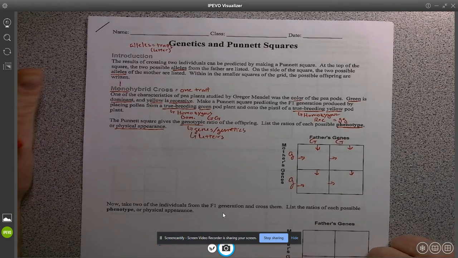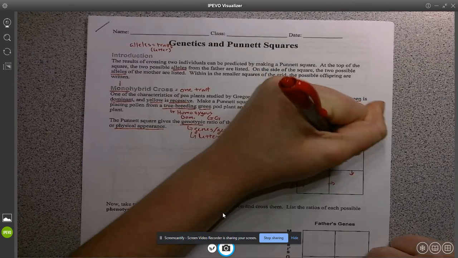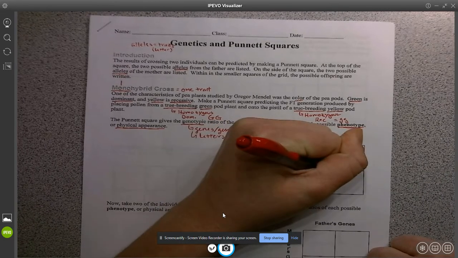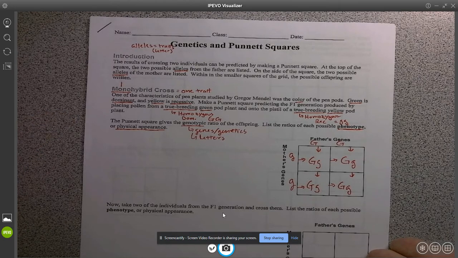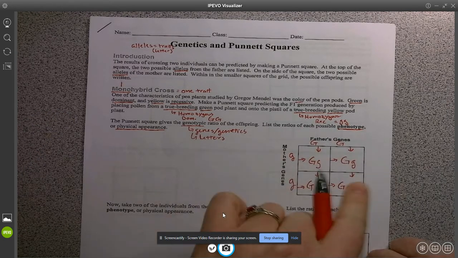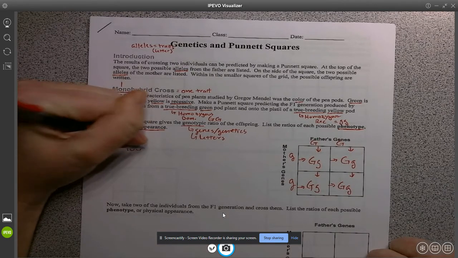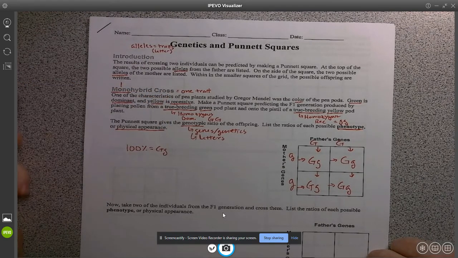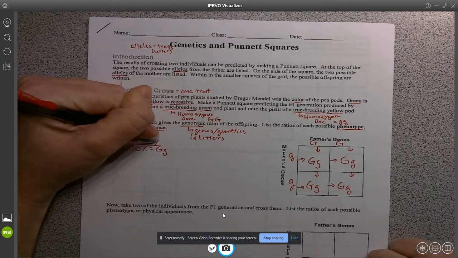The convention is that the capital letter goes first. So I'm going to put big G, little g, big G, little g, big G, little g, big G, little g. Now, all my offspring, genotypically, the letters inside this box are 100% the same. 100% big G, little g. Okay. Now, before we get into the phenotype, sorry, this is my genotype. I should specify genotype because I'm looking at the letters.